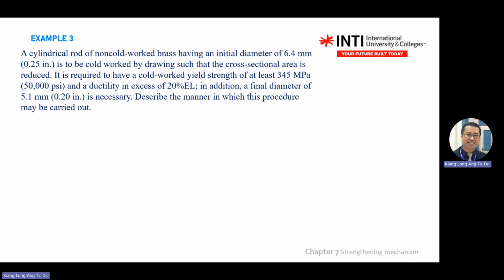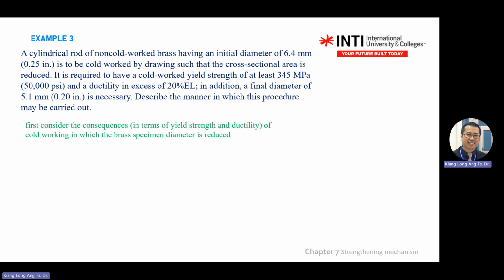So the customer says, I want this. So you need to design the scenario. In addition, a final diameter is necessary. So the customer gives you a purchase order: I want this one with this spec. Describe the manner in which this procedure may be carried out. You need to come up with the procedure and then send it to the production floor. Hey, you need to follow step 1, do what, step 2, do what.